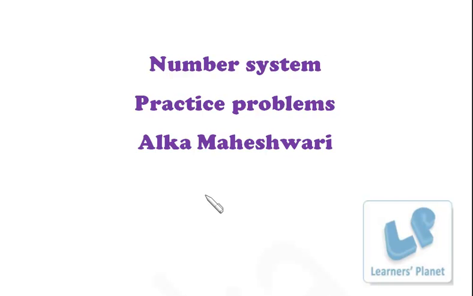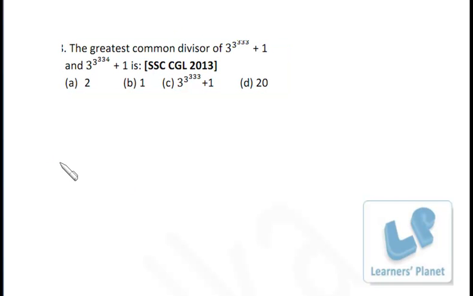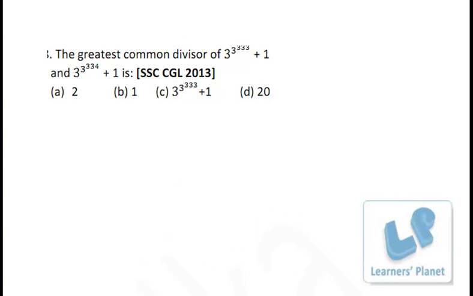Okay, so let's take the first problem of the session. See this question. The greatest common divisor of 3 raised to 3 raised to 333 plus 1 and 3 raised to 3 raised to 334 plus 1. See here, what I do is I assume 3 raised to 333 is x. So this expression will be 3 raised to x plus 1, right? This 3 raised to 333, I assume it to be x. So this is 3 raised to x plus 1.